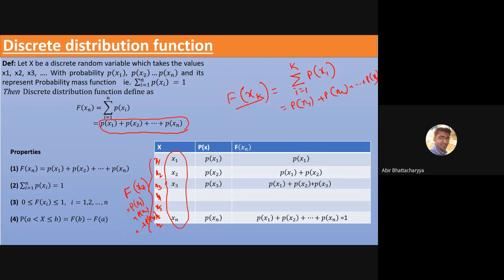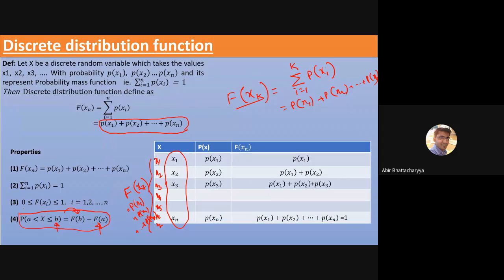So what is the advantage? The advantage is that by using the discrete distribution function, we can calculate any standard probability like this. The probability of a less than x less than or equal to b, I can find using the discrete distribution function: f of b, f of the last value, minus f of the first value. F of b minus f of a.